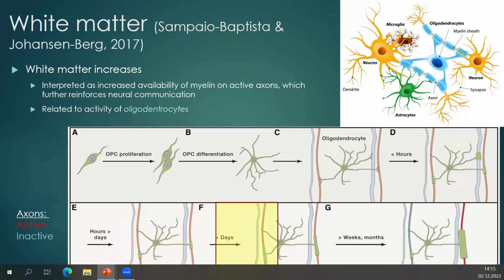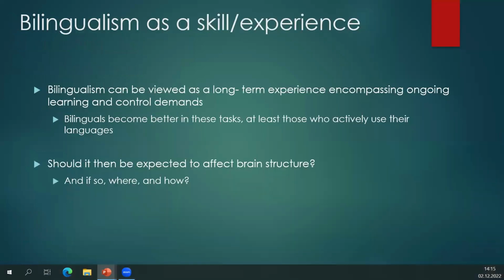So the more active the axon is, the more white matter you have. And I forgot to do my animation here, right? So this is the principle. Gray matter goes up and then down, white matter goes up and probably stays up, unless you don't need that anymore, unless you start losing the skill. Yeah. So that was the background.